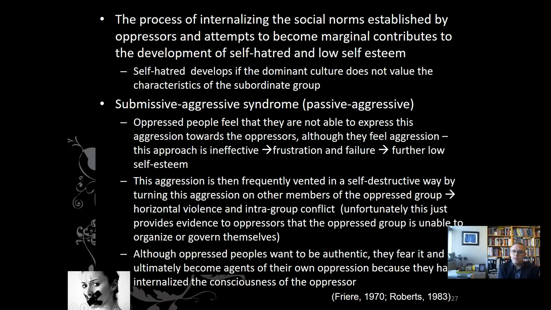The other thing that happens is something called submissive aggressive syndrome, or passive aggressive behaviors. The oppressed people feel that they're not able to express this aggression towards the oppressors, although they feel aggression. So this approach is ineffective, which leads to frustration and failure and further low self-esteem. And then their aggression is frequently vented in a self-destructive way by turning this aggression on other members of the oppressed group through horizontal violence and intergroup conflict. And unfortunately, this just provides evidence to the oppressors that the oppressed group is unable to organize or govern themselves.